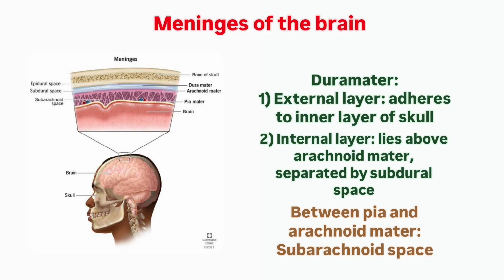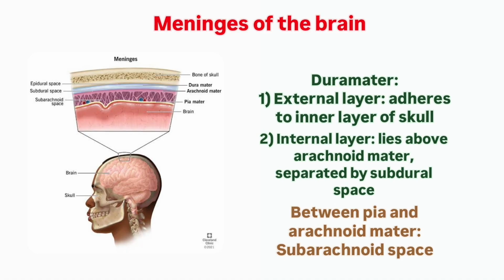Above the dura mater and below the skull is the epidural space, and below the dura mater and above the arachnoid mater is the subdural space. Then comes the subarachnoid space, which lies between the pia mater and the arachnoid mater, and holds the CSF.